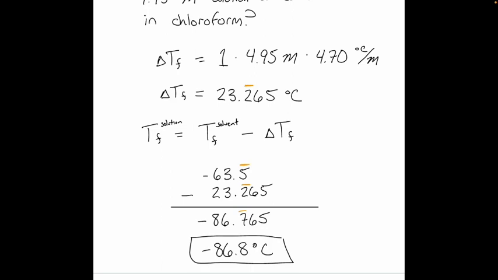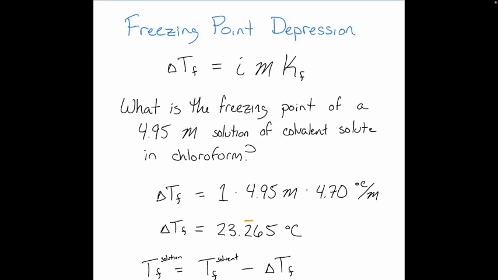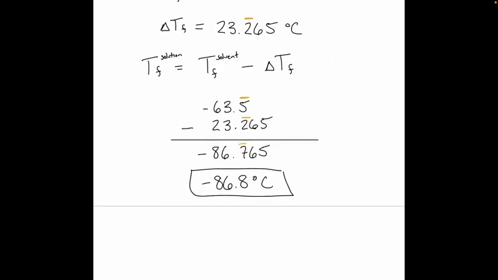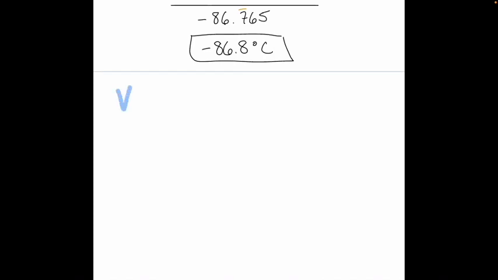All right, so now we're going to go back and revisit this i here, this Van't Hoff factor in our equation. We've been doing problems where we were only talking about covalent solutes. Okay, and so if you're talking about covalent solutes, i is just 1. All right, but let's define here our Van't Hoff factor.